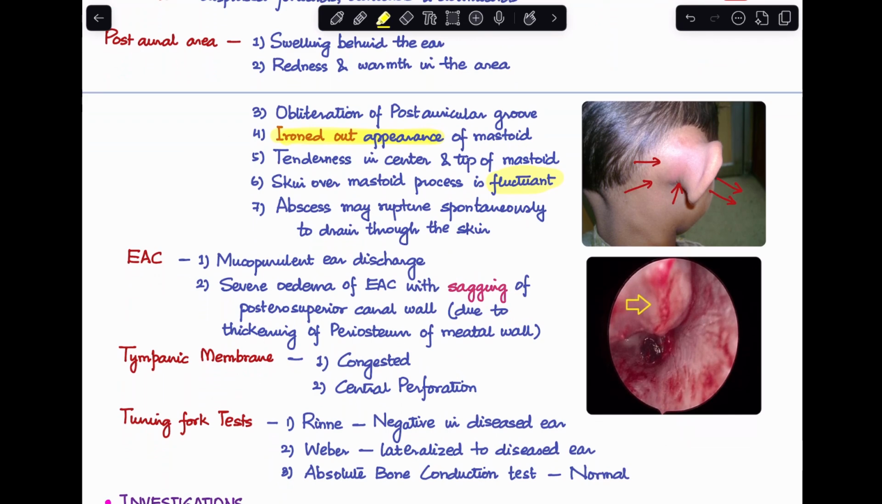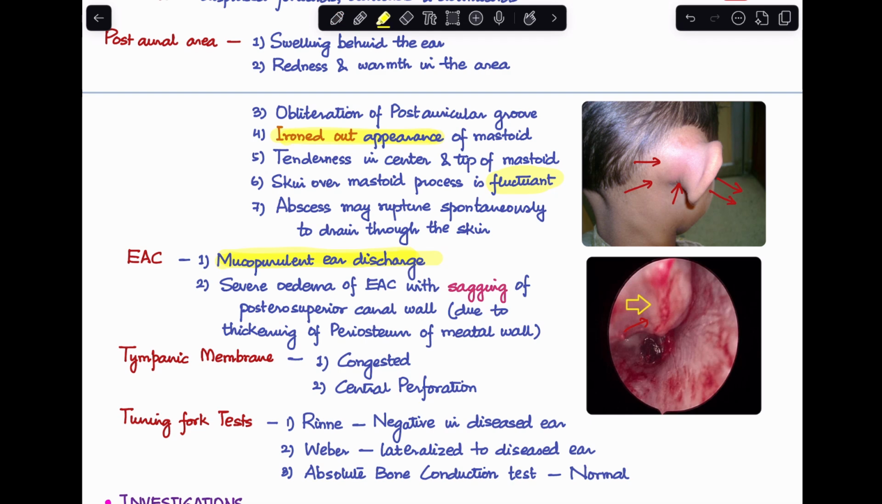Here we'll see the presence of mucopurulent ear discharge. Once you have suctioned out and cleaned the mucopurulent discharge, as you can see in the second image over here with the yellow arrow, we'll see there is a severe edema of the external auditory canal with sagging of the posterior superior canal wall. This happens because of the thickening of the periosteum of the meatal wall.